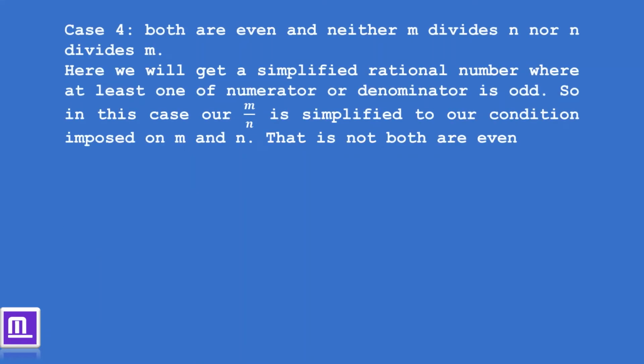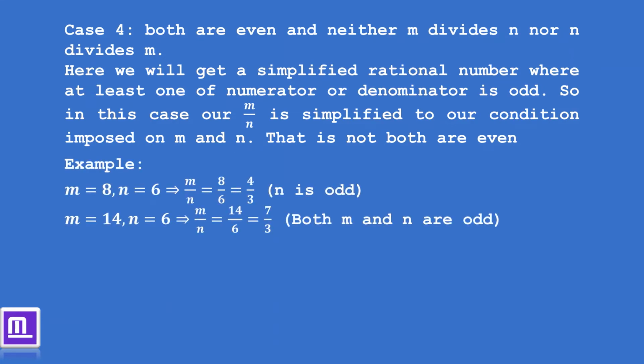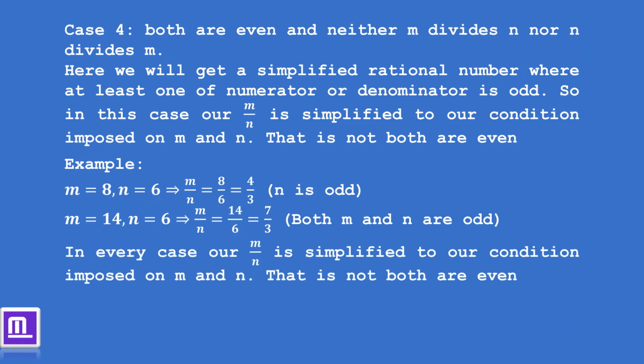Case number 4, both are even and neither m divides n nor n divides m. Just read out what is here. It is just like case number 2, and if you want an example, the same example which we used in case number 2 applies here also. In every case where m and n are both even, our m by n is simplified to our condition imposed on m and n, that is, not both are even.